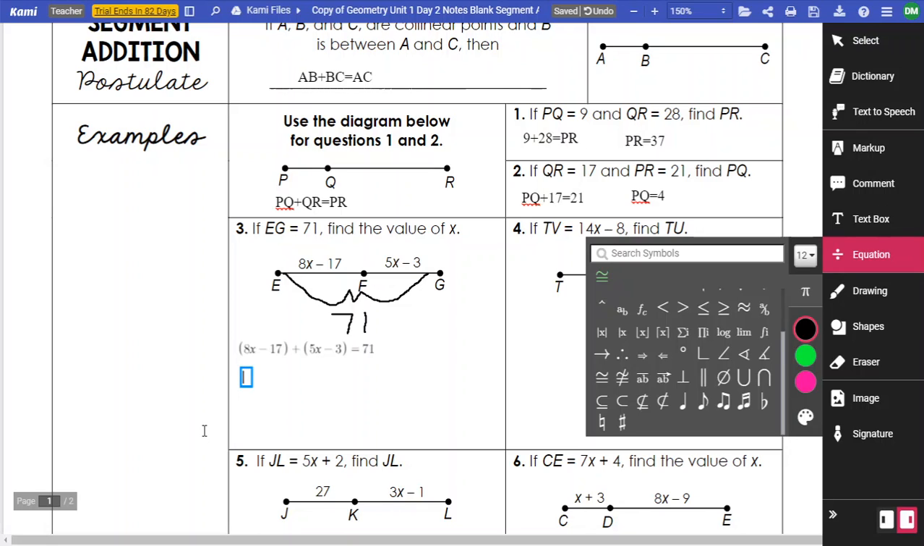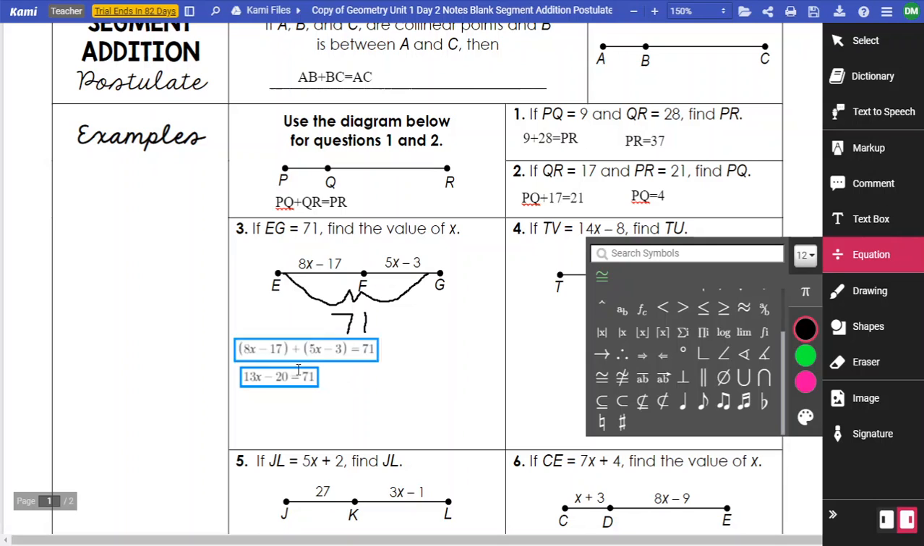So the first thing I'm going to do is combine some like terms. I've got 8x and I've got 5x. I know that those add together to get 13x. And I've got a negative 17 and a negative 3. So that means that I'm going to end up with a negative 20. I didn't do anything to the right side, so that is still 71.